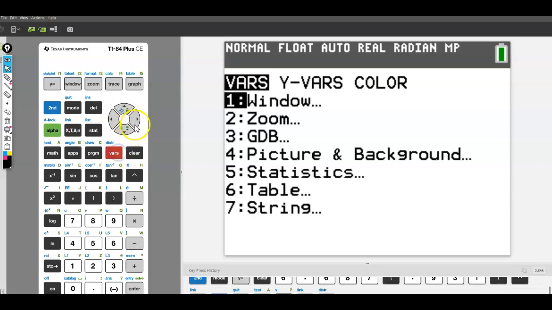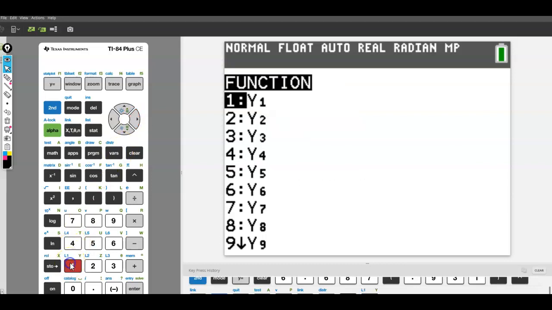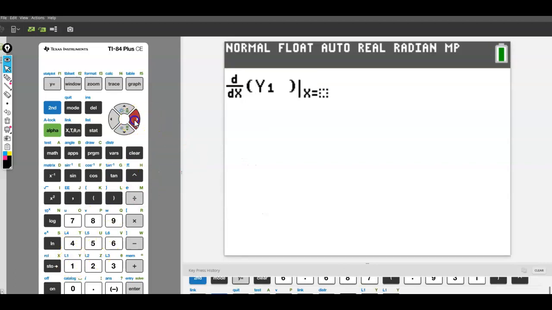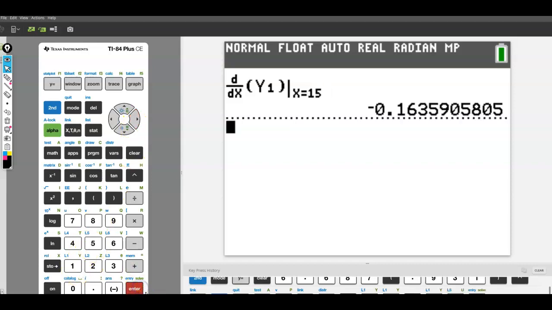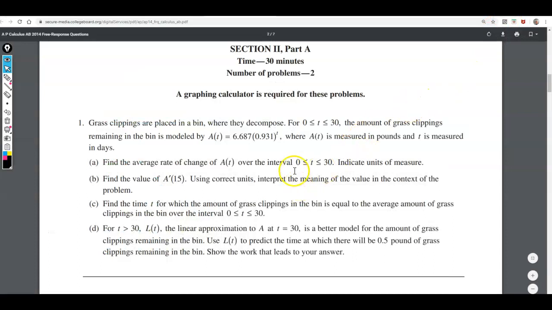We're going to bring up the function that we typed in earlier. Going to vars, scrolling over and pushing 1 and then 1 again to select y1. And then we're going to enter the point at which we want to find the derivative, which was 15 for this particular problem. And there it is. So it's negative 0.164. Remember, you're always going to be rounding to the thousandths place. Negative 0.164.